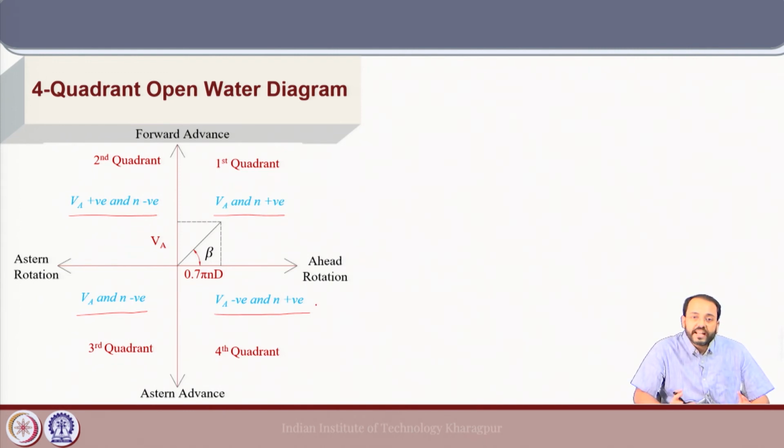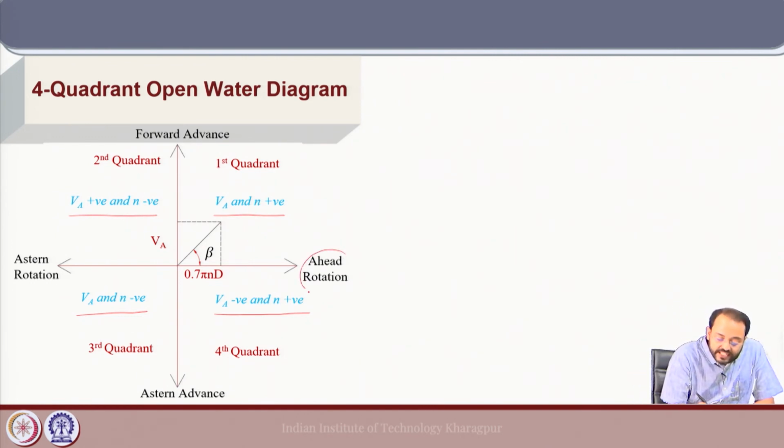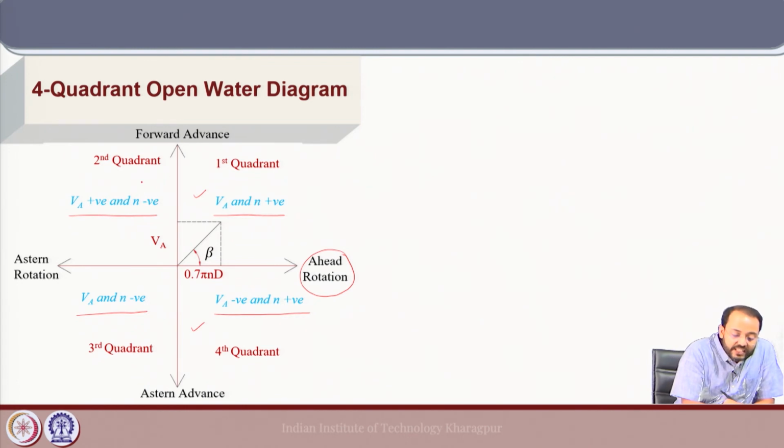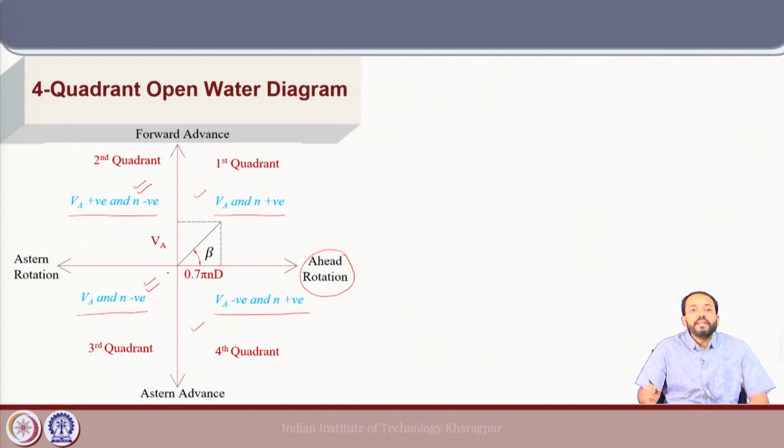So, in this open water diagram, if we think of the axis, we have the ahead rotation case here. Anything right of the vertical axis, in the first and fourth quadrant, the propeller rotation is in the ahead thrust condition. That means the propeller is rotating in the positive direction, providing forward thrust, and anything towards the left of this diagram will be the propeller rotating in the astern direction, which produces astern thrust.